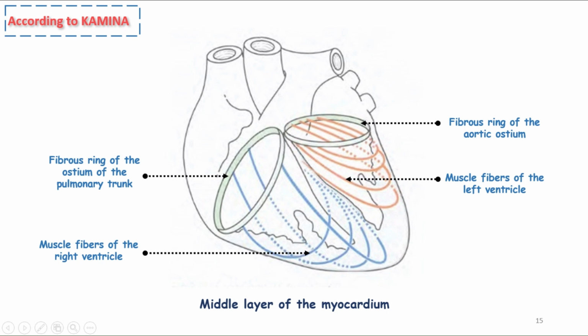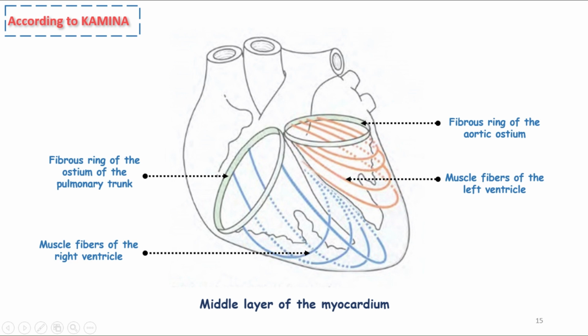And this diagram illustrates the middle layer of the myocardium, based also on the anatomical description by Kaminer. Unlike the superficial fibers, the fibers in this layer are more compact and specific to each ventricle. They form arciform bundles, concentric, curved muscle fibers that wrap around the ventricular cavities. On the left side of the image, in blue, we see the muscle fibers of the right ventricle. These fibers originate from the fibrous ring surrounding the ostium of the pulmonary trunk, and they curve around the right ventricle in an inward spiral.